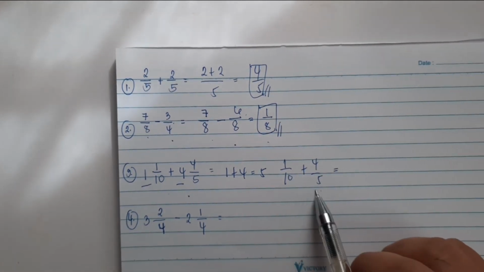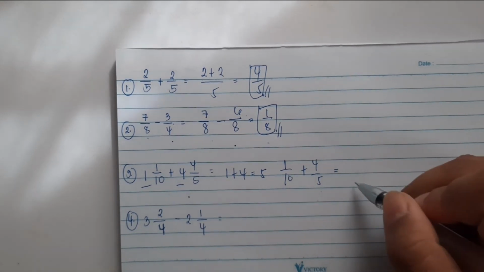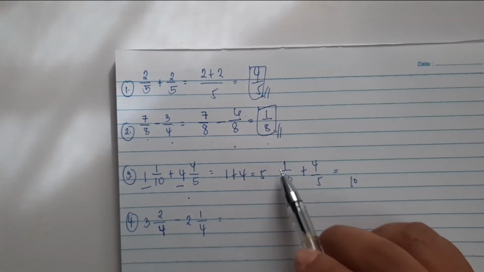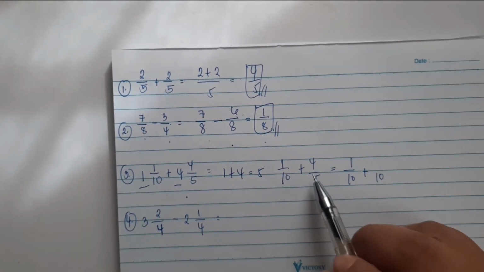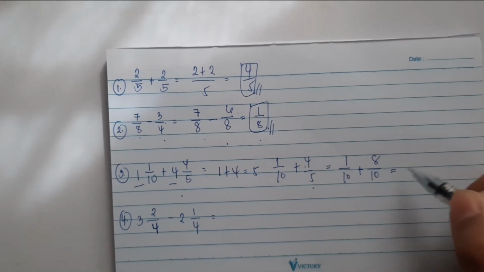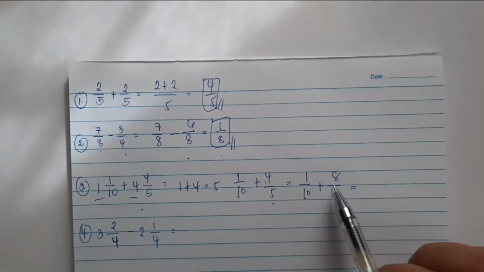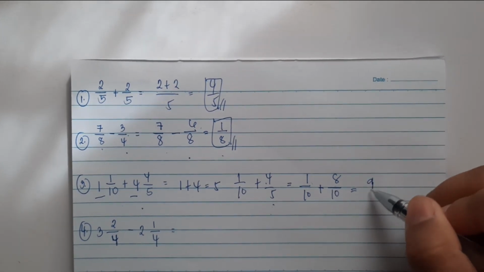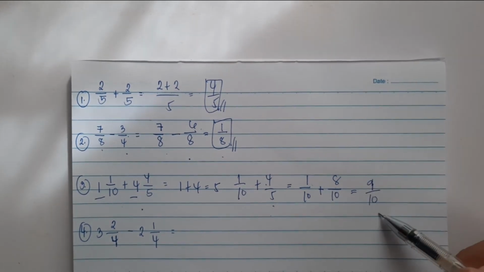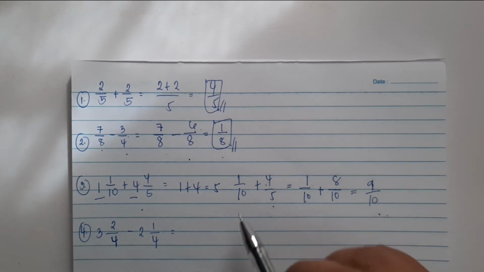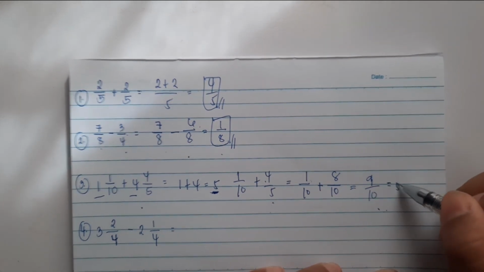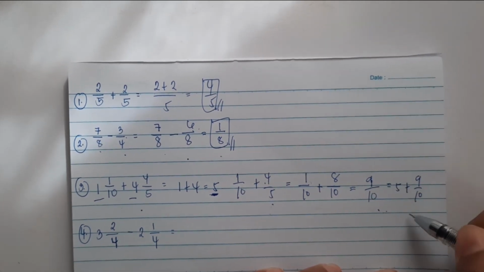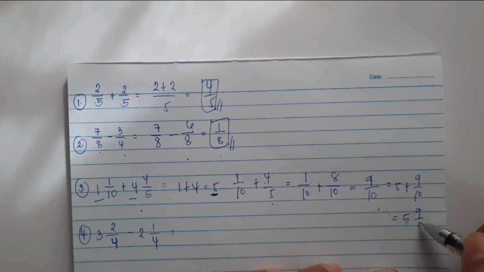What do you think is the LCD of 10 and 5? Right, 10. Since 10 na po yung denominator, we will just copy it right away. 10 divided by 5 is 2, times 4 is 8. So, similar fractions, we can already add. So, 8 plus 1 is 9 over 10. Can we simplify? Dili na. So, don't forget the whole number nga nagpabilin. So, 5 plus 9 over 10 is 5 and 9/10. So, this is our final answer.